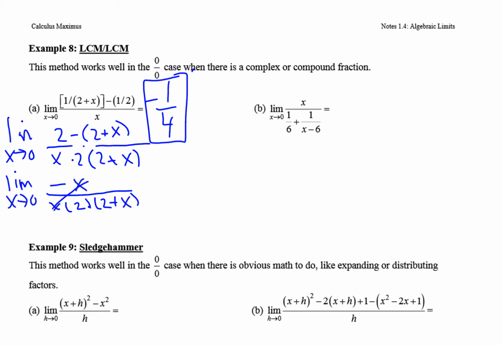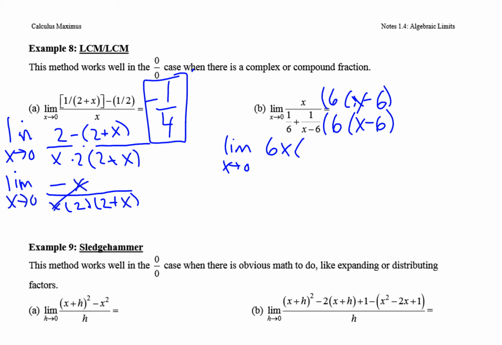Alright, so this one looks like we're going to multiply the top and the bottom by 6 times the quantity, oops, x minus 6. Yep, I can't write it apparently, so. Oh, this is lovely. Okay, so multiply across the top and the bottom. So at the top we have 6x times the quantity x minus 6. And on the bottom, we get x minus 6 plus 6.